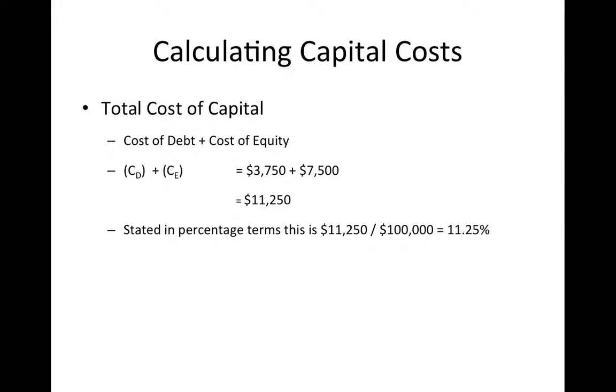The challenge is that we want a percentage amount. And so what we're going to do is take the $11,250 in cost and divide that by the $100,000 total that we raised through debt and equity combined. And so that suggests a cost of capital that's 11.25%. Okay? So you could do things that way.